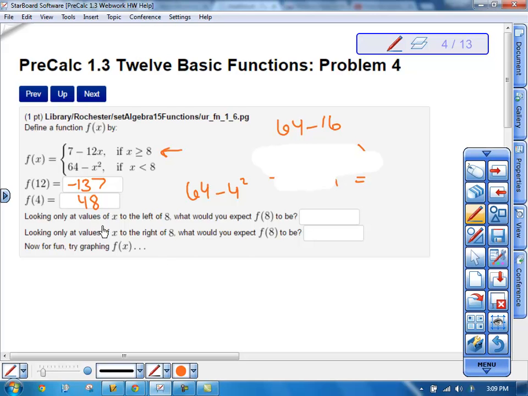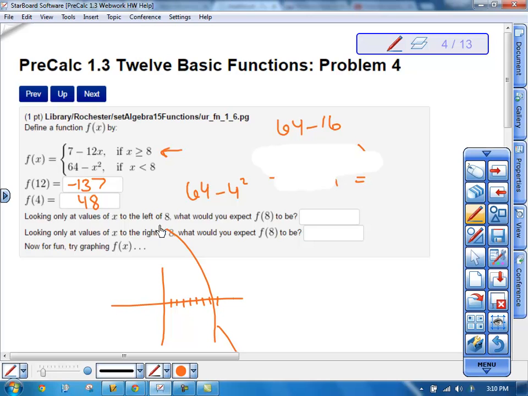Okay, next question is a little bit weird, but it says, looking only at the values of x to the left of 8, what would you expect it to be? This would make more sense if you're looking at a graph. You know, 1, 2, 3, 4, 5, 6, 7, 8. Greater than 8, it's a line with a y-intercept of 7 and a negative slope, so a line that goes down like that. And this one is a parabola that opens down and shifts way up to 64, so I don't know exactly what this looks like, but it's shifted up 64 units and goes down, something like that.